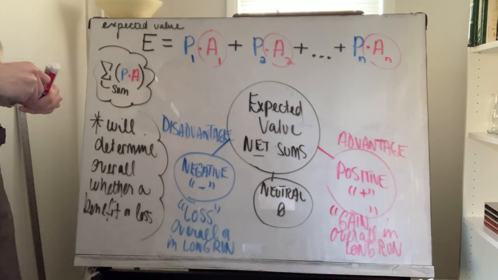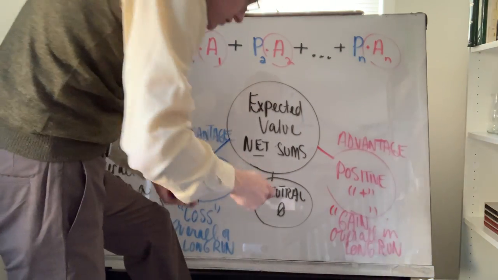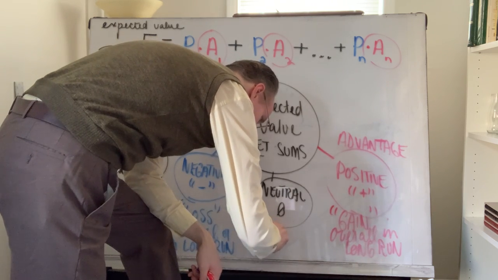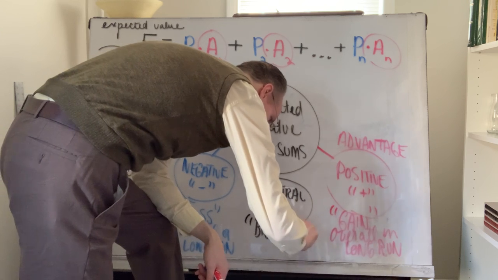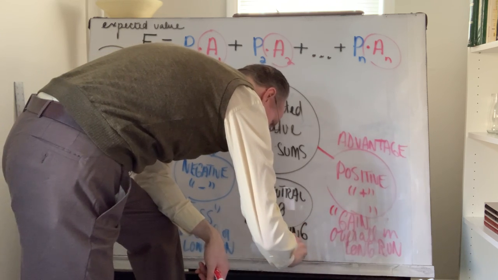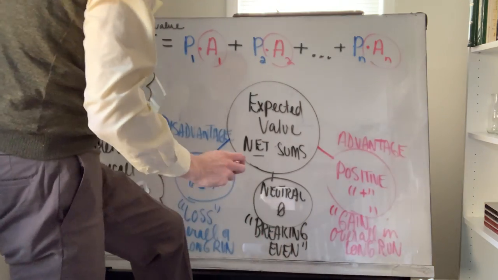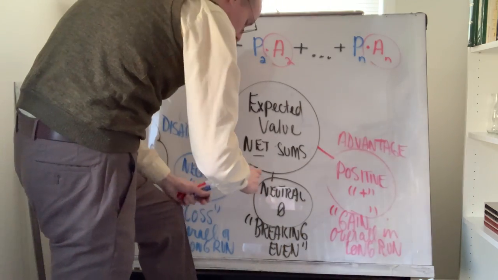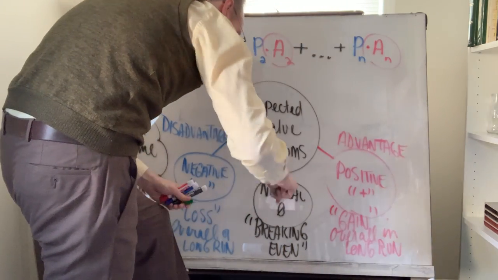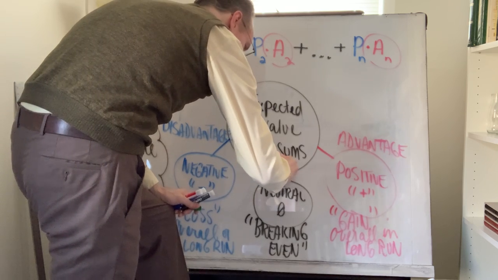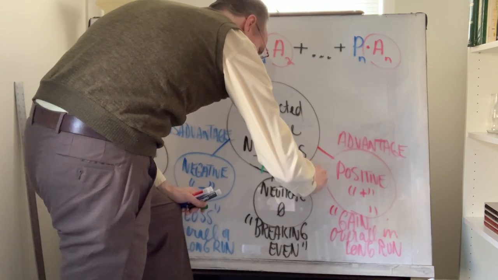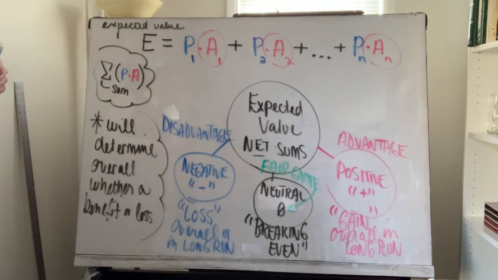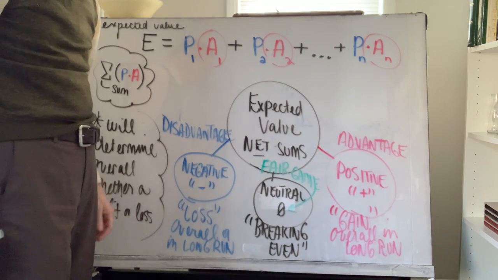All right. If you get zero, then the situation here is what you would call breaking even. Right? It is neither a benefit nor a loss, a disadvantage or an advantage. And this is something that should happen if there is, in fact, a fair game involved. A truly fair game produces this as the result, the sum. Okay.